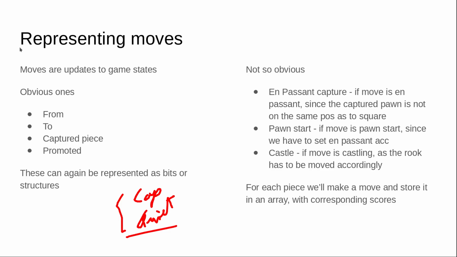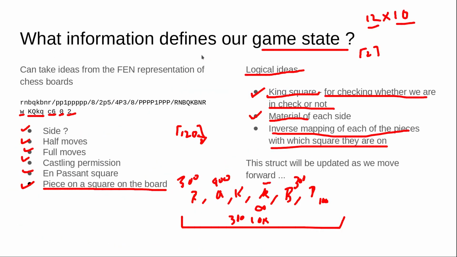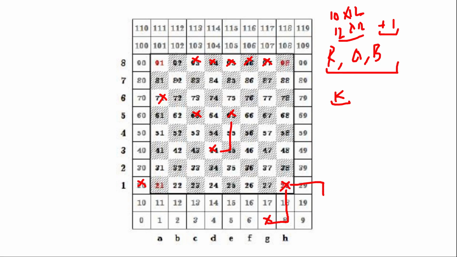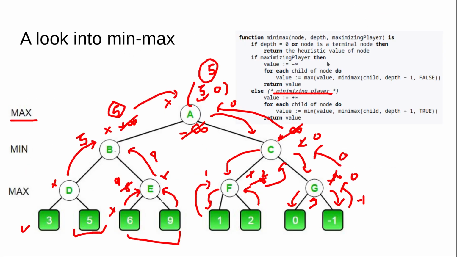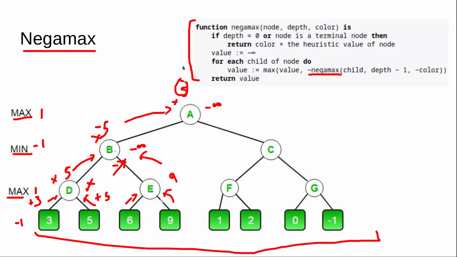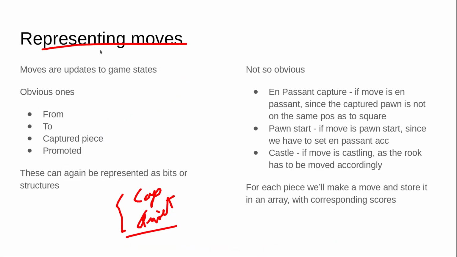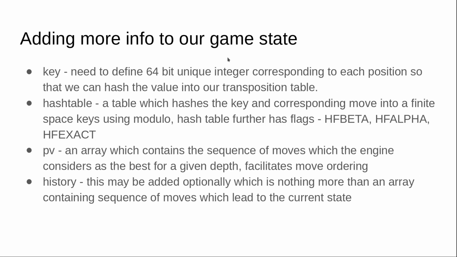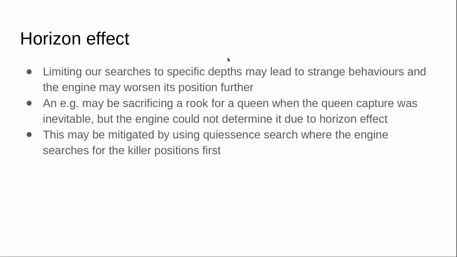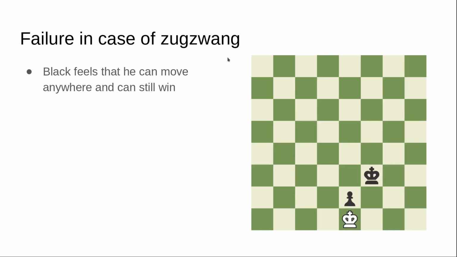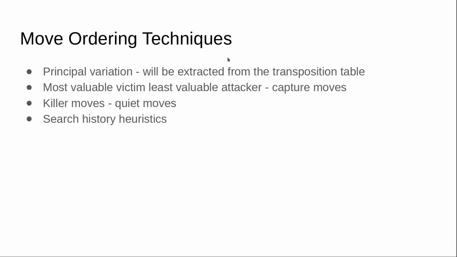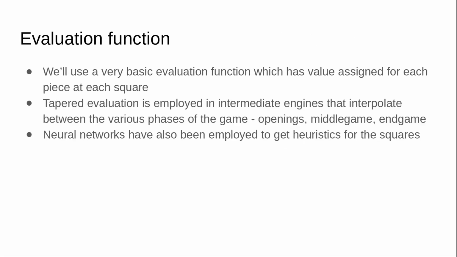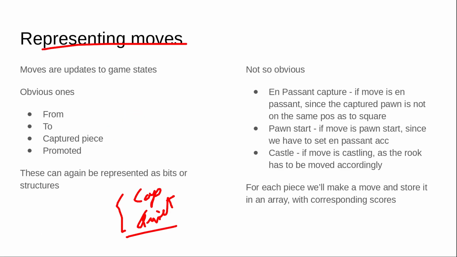So what we have covered in this video is board representation, the game state, these two algorithms, minimax and negamax, and representing the moves on the board. In the next video I would be covering alpha beta, the evaluation function, and then a few techniques which would help us to improve the search of the chess engine.